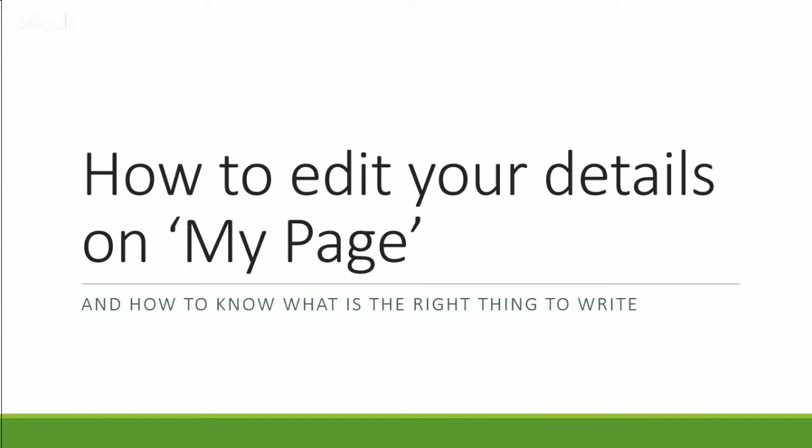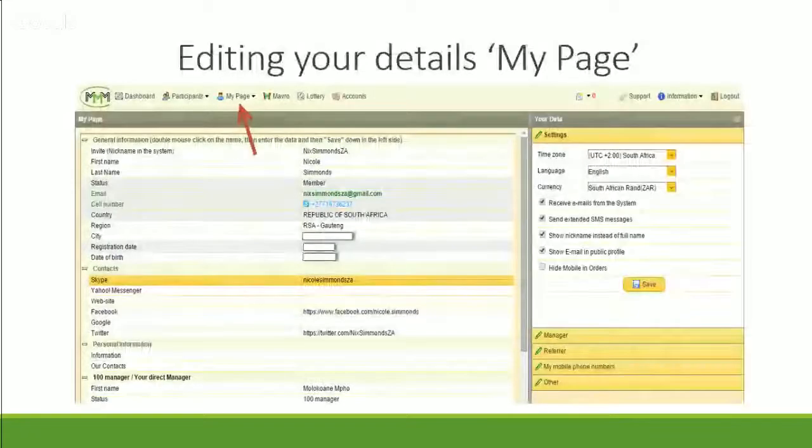So how to edit your details on my page and how to know what is the right thing to write. Over here, if we click on my page and then we drop down, it will show my page again. You'll go to click on that. So it will open up this page over here where you'll see various details about yourself that may or may not already be in there. Basically, you don't have to fill in everything, but you can. And it's very, very good to have all your details in here. So yeah, just fill that in.